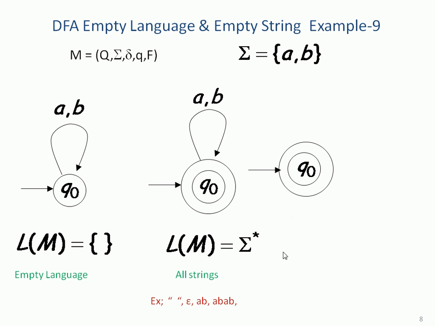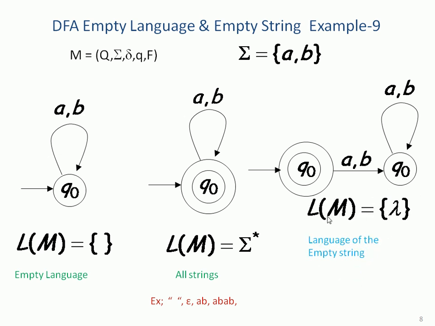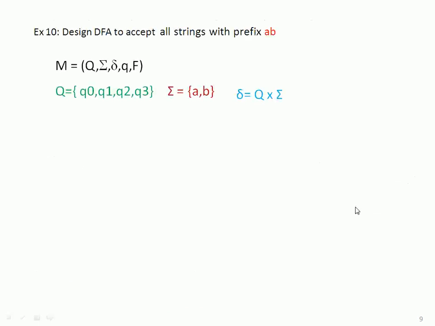So we can have empty strings. We have Q0, which is the initial state and final state. Then the input A comma B will go to Q0, and it will be A comma B. So this is epsilon, the empty string. Some textbooks also refer to it as lambda. So the language of the empty string.